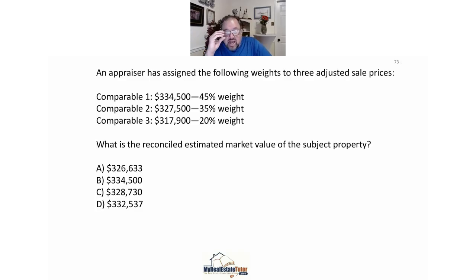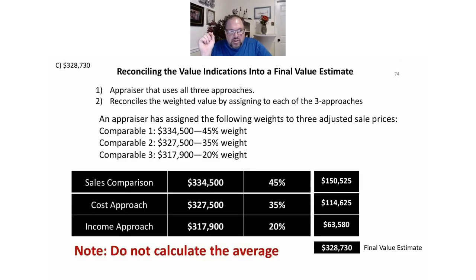All right, an appraiser has assigned the following weights to the 3 adjusted sales prices. What is the reconciled estimated market value of the subject property? Okay, let me go ahead and go right into an explanation here. If you see a problem like this on the state exam, this is nothing more than a reconciliation of values into a final estimate using a percent weight, okay? So an appraiser can use different methods to appraise one property, and they'll assign a weight or the most importance, maybe 45% to the sales comparison approach, which is comparable 1, 35% to the cost approach, 20% to an income approach, okay?